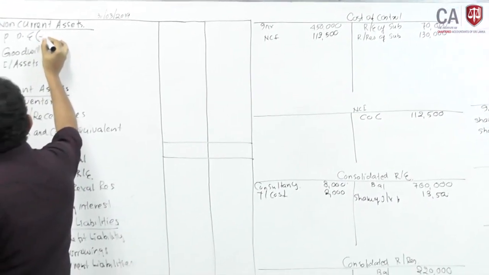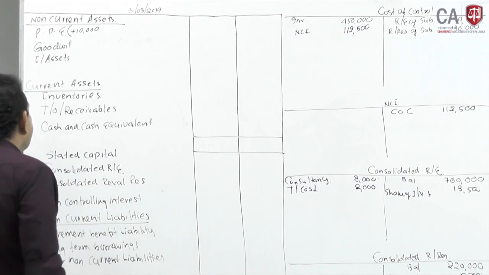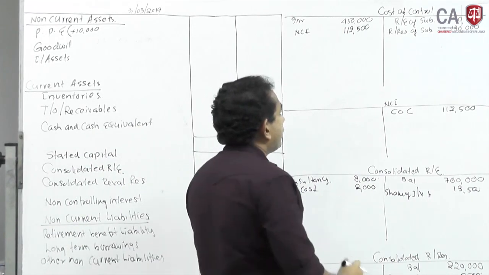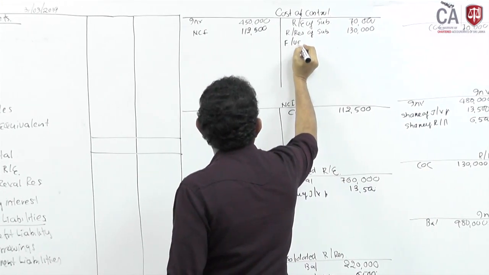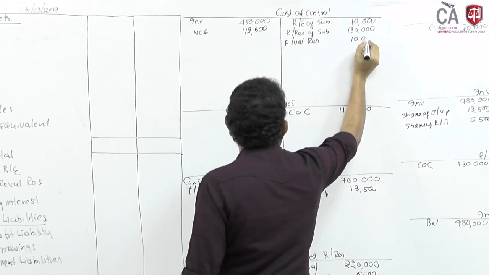One is the motor vehicle, of which the fair value is higher by 10,000 rupees than the book value. We will recognize 10,000 to property, plant and equipment, and we will recognize it to cost of control account as well, fair value reserve of motor vehicle.